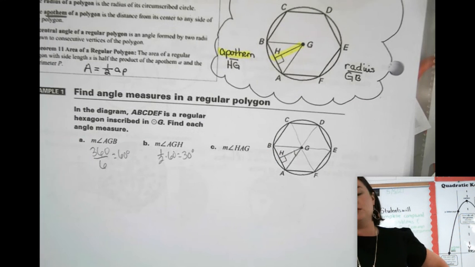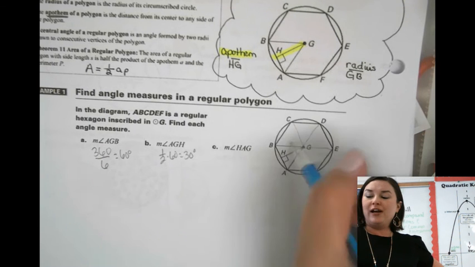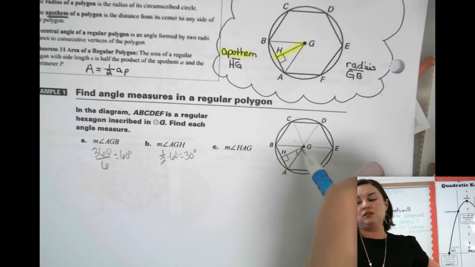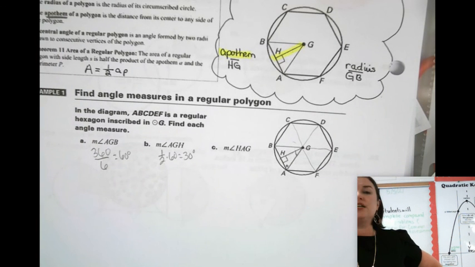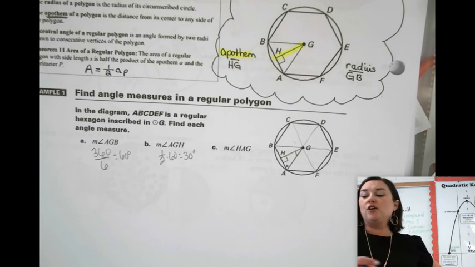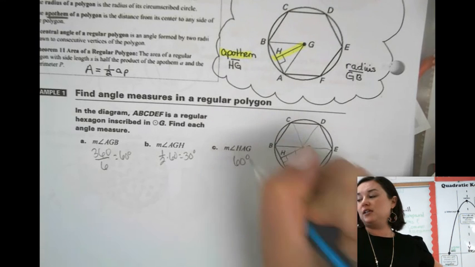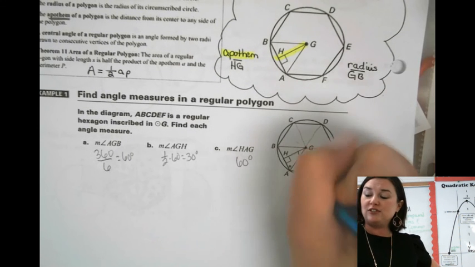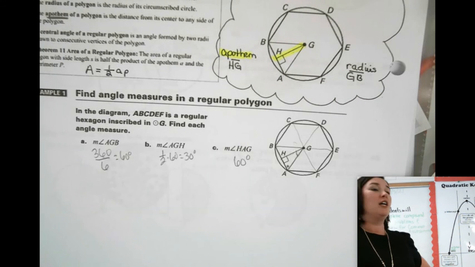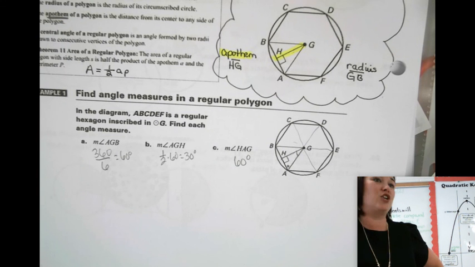Measure of angle HAG. HAG. How could we find HAG? Which is this one right here. Well, if we know that the one piece is 30, then 30 plus 30. Right, because we know that all three make 180 degrees in a triangle. So 180 degrees minus 90 minus 30 would give us 60. Which tells us that that triangle that this makes, BGH, that triangle, is an equilateral triangle because all three angles are 60 degrees.